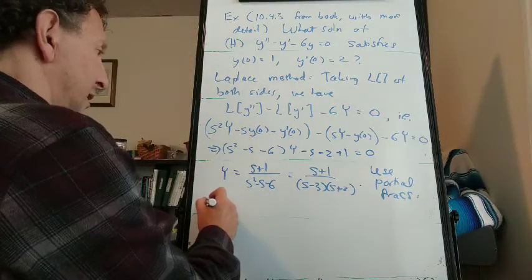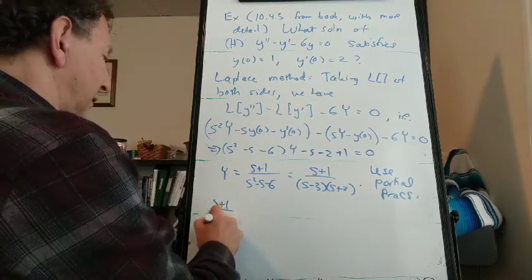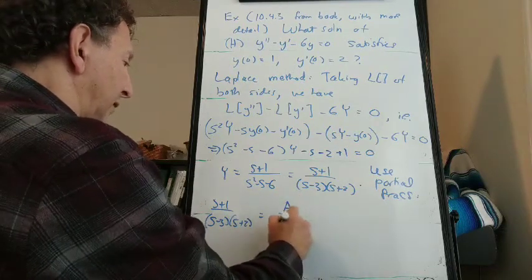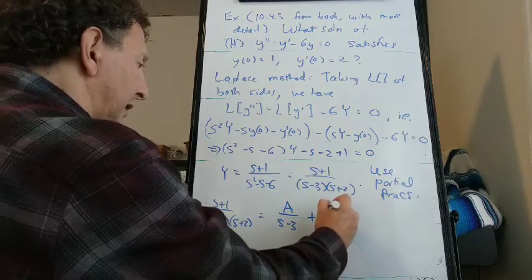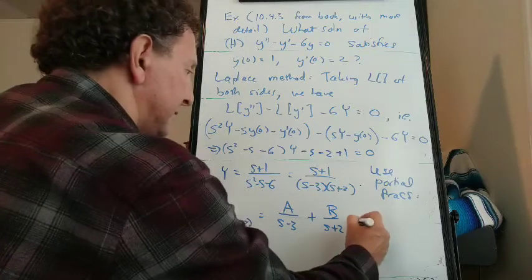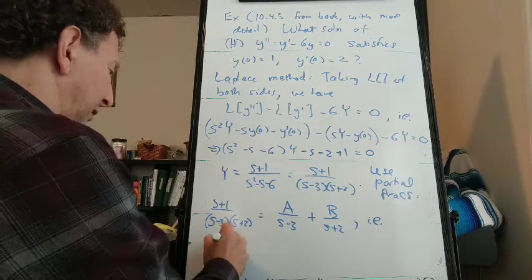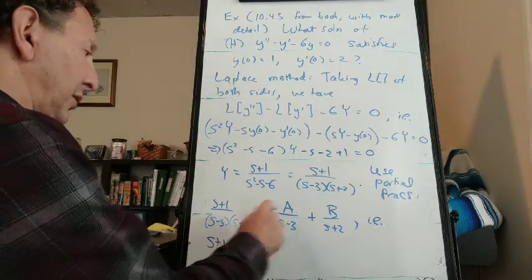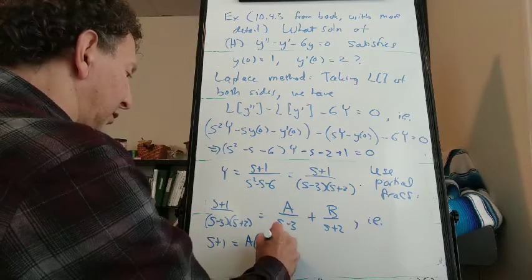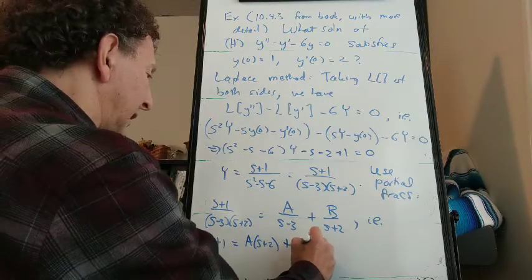So we'll write s plus 1 over s minus 3, s plus 2 as something over s minus 3 plus something over s plus 2. Now multiplying through to clear denominators, we have s plus 1 equals, when we multiply through, the s minus 3 is going to cancel, and we have A times s plus 2. And then here, the s plus 2's are going to cancel, and we'll have plus B times s minus 3.